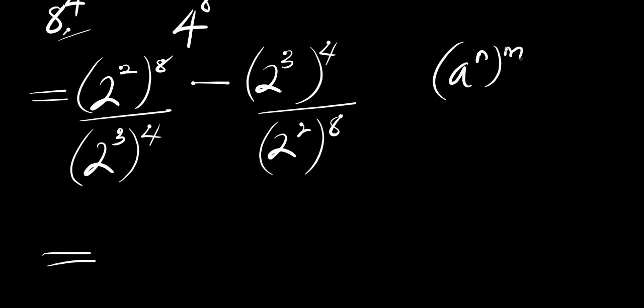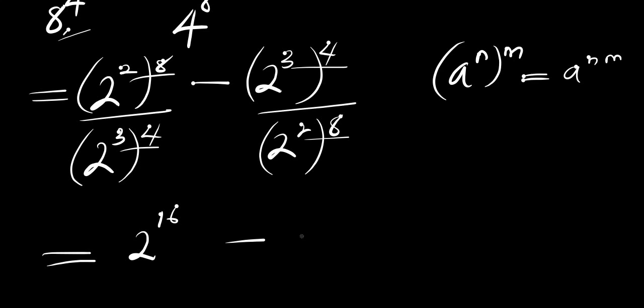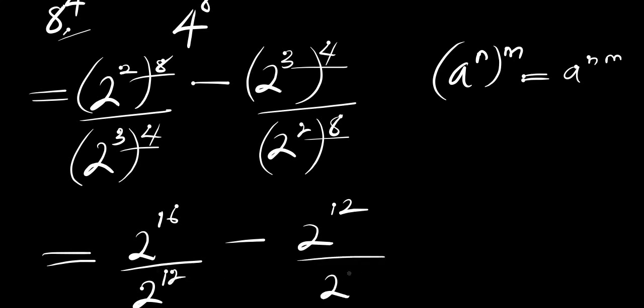Now, the next thing we're going to do is to make use of this identity, a power n or power m equals a power n times m. Now we multiply this out, and we multiply this. So you have 2 power 2 times 8 is 16 minus 2 power 12. This is divided by 2 power 12, and this is divided by 2 power 16, right?